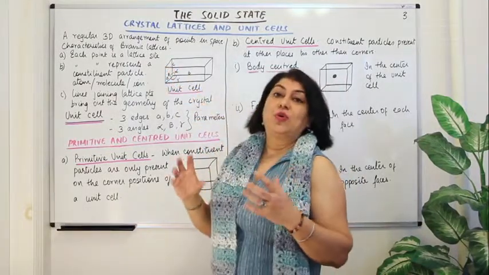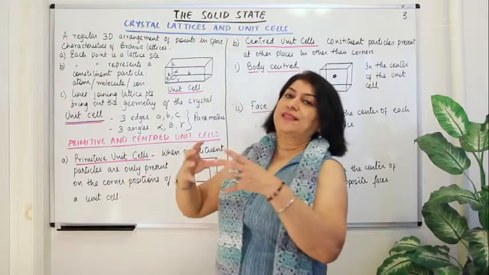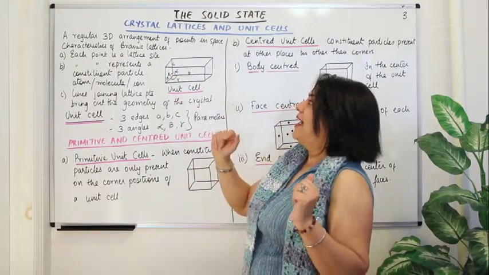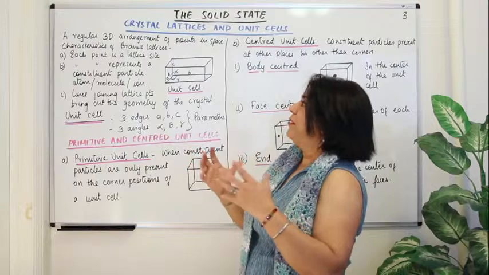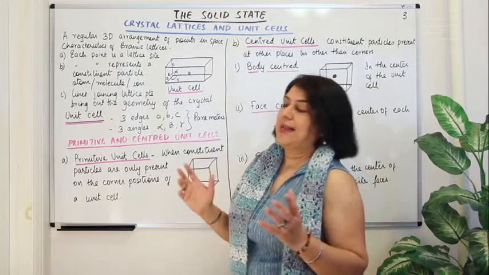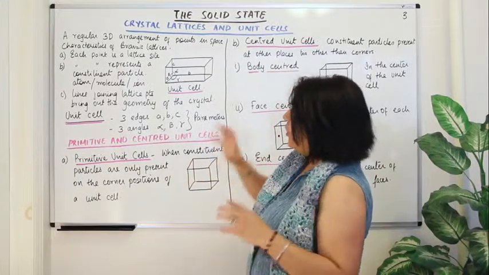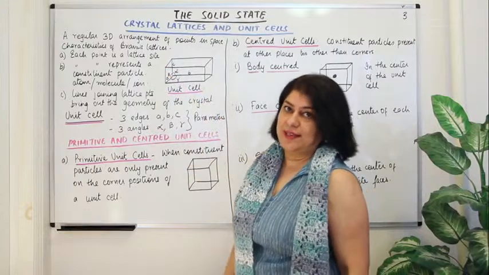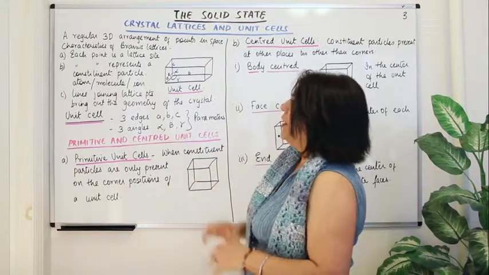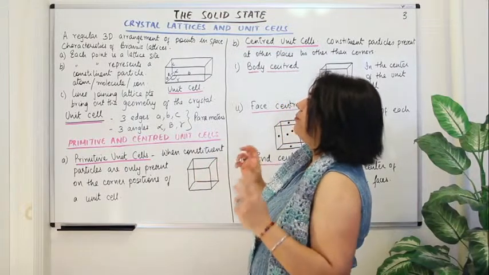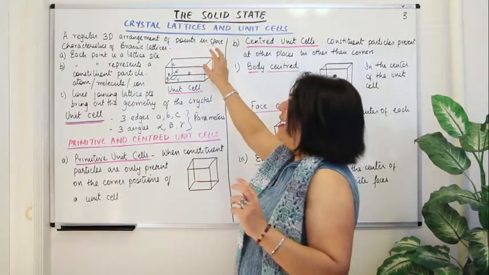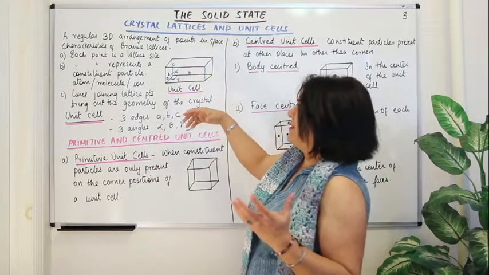Now, the scientist who described these lattices, there are 14 types of lattices, and they are known as the Bravais lattices. Bravais was the scientist after whom these lattices have been named. And there are 14 types of Bravais lattices which are created on the basis of the arrangement of these unit cells. So let us now understand the unit cells and the lattices better. A regular 3-dimensional arrangement of points in space is known as a crystal lattice. What are the characteristics of the Bravais lattices?